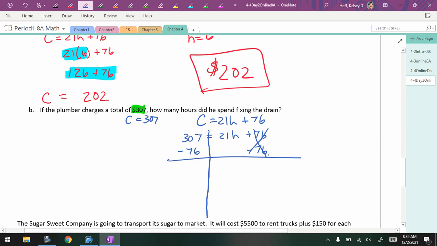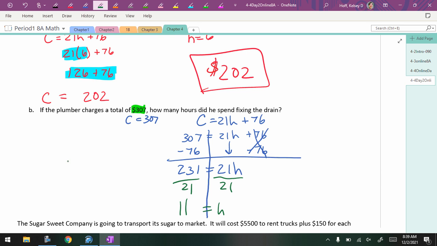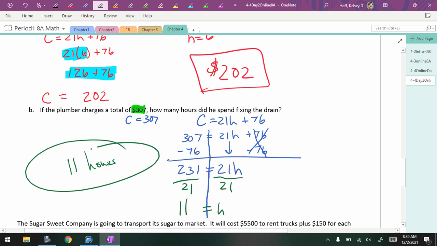307 minus 76, 231 equals, and I drag down 21H. Then I, careful, divide by 21. H is 11. What's my label for H? What is H measured in? Hours. 11 hours. That's one heck of a clog if they're at your house for 11 hours. Yikes. Hopefully you have a whole new bathroom by that point.